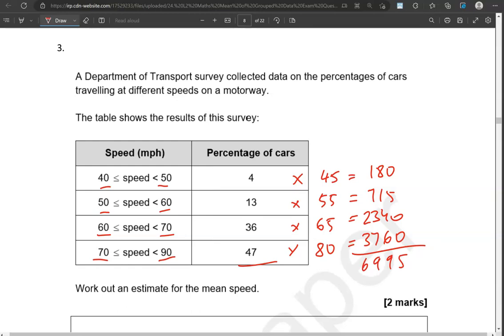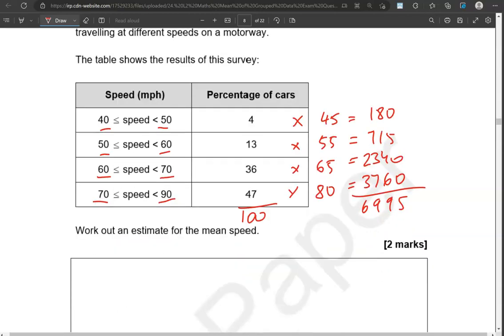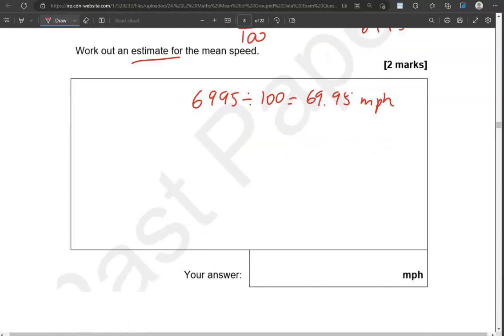which we're going to divide by the total for frequencies. So 4 add 13 add 36 add 47 gives us 100. So 6,995 divided by 100 gives us 69.95 miles per hour. They want an estimate for the mean speed, so I'm just going to say 70 miles per hour.